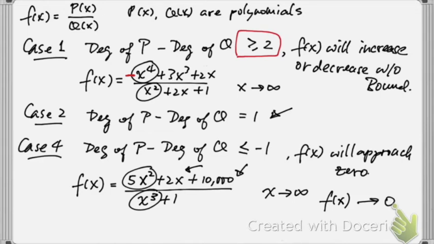And if the denominator has an even higher degree polynomial, it's going to grow even faster, and therefore it would approach 0 even faster. So in all these scenarios, f of x is going to be approaching 0. And that's case number 4.